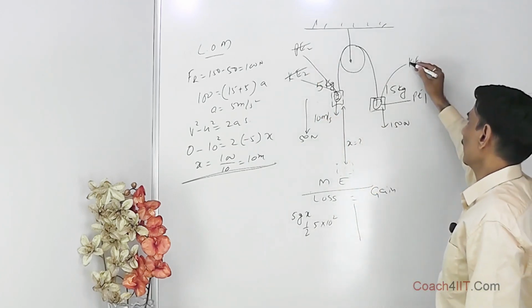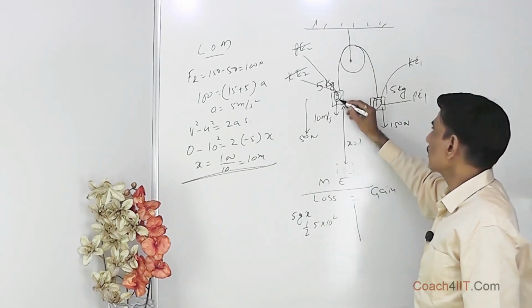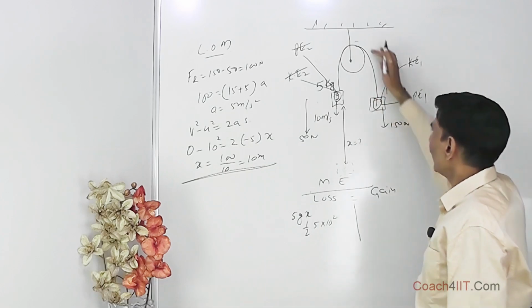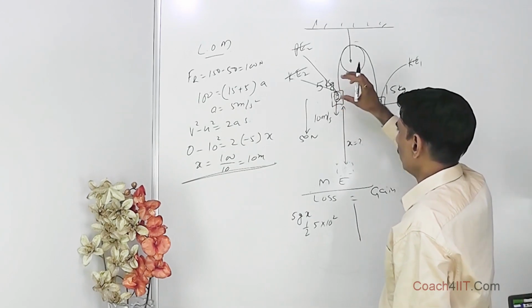Let's come to this kinetic energy. When the velocity of 10 meter per second has been given, this is like a train that is passing over a pulley. These are coaches. This is an inextensible string. So whatsoever velocity you give to this, it is not that you are giving velocity only to this.